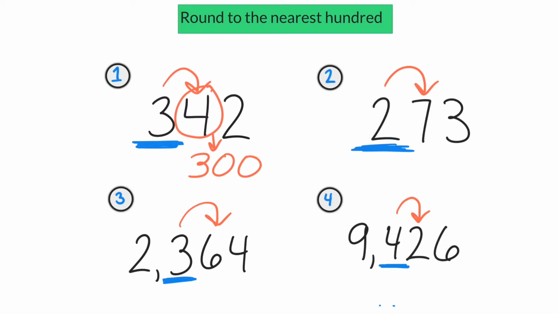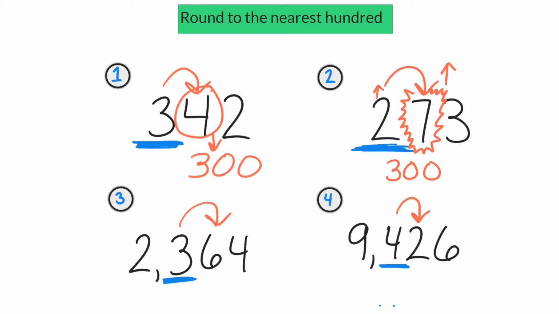Next door with number 2, my 70, is going to tell me to go up because 5 or more raise the score. So if that's the case, 273 will round up to 300 because I went from 200 to 300 because my 7 or 70 told me to go up.